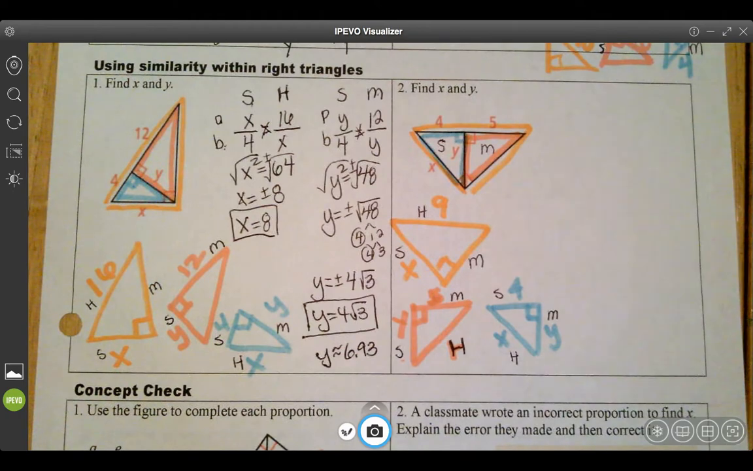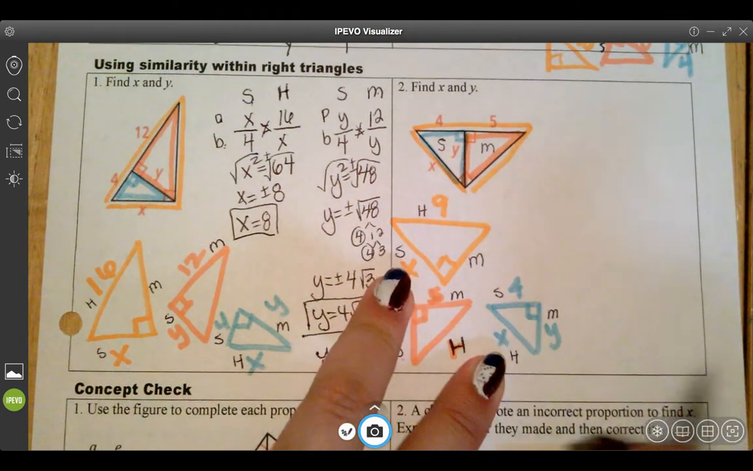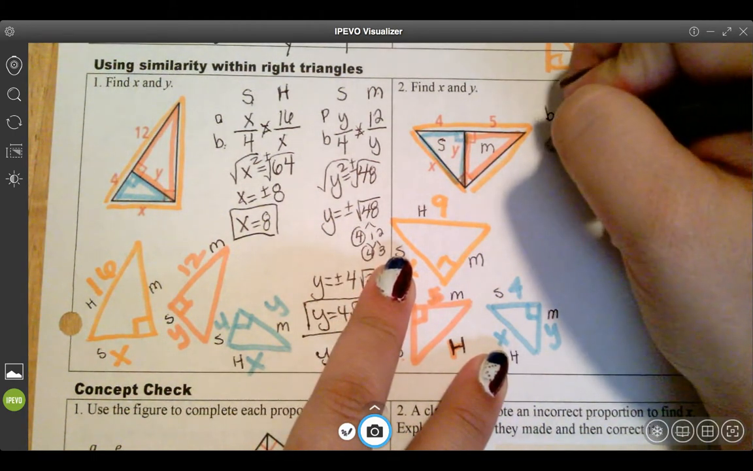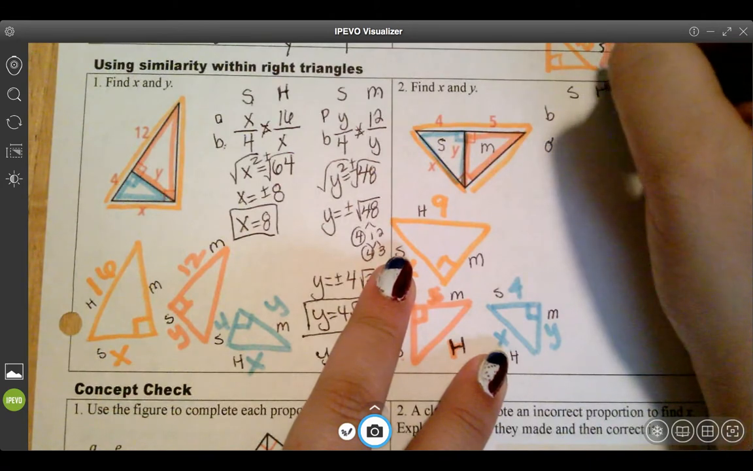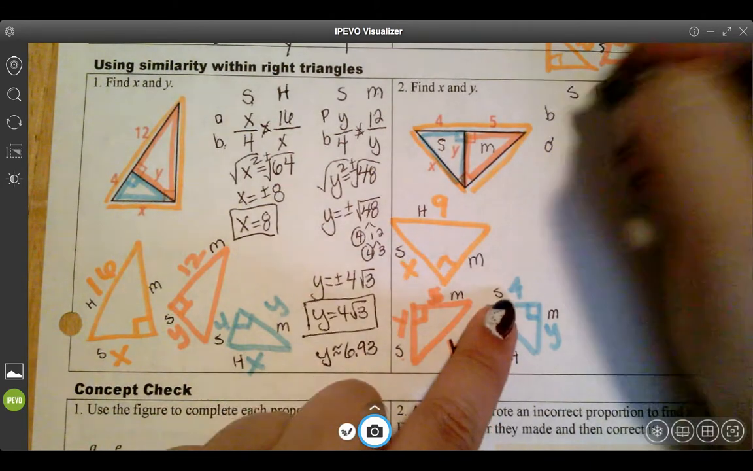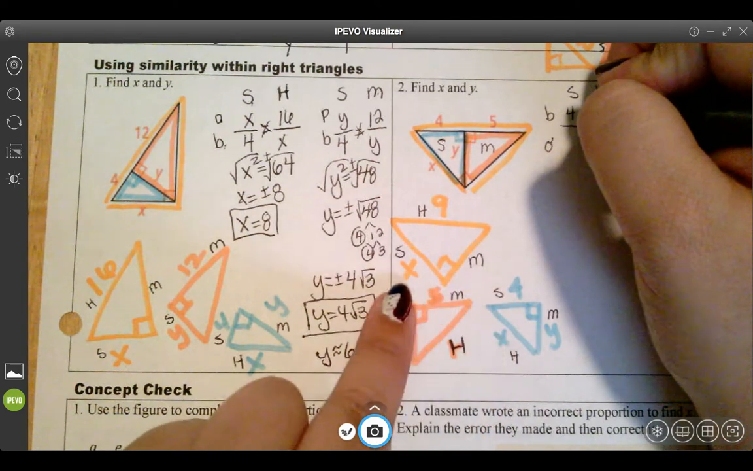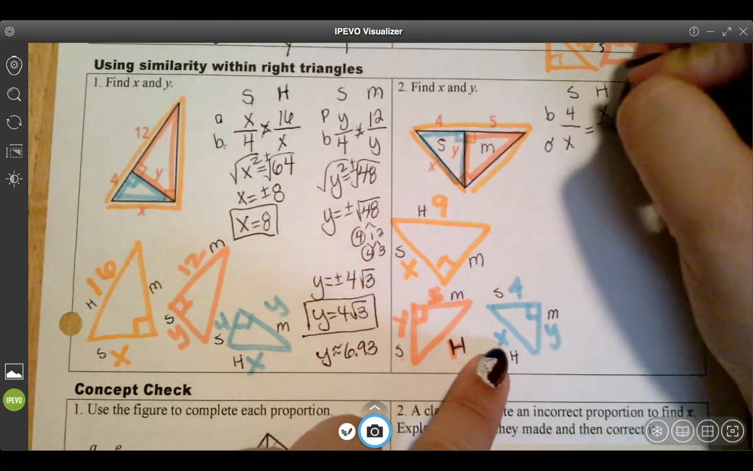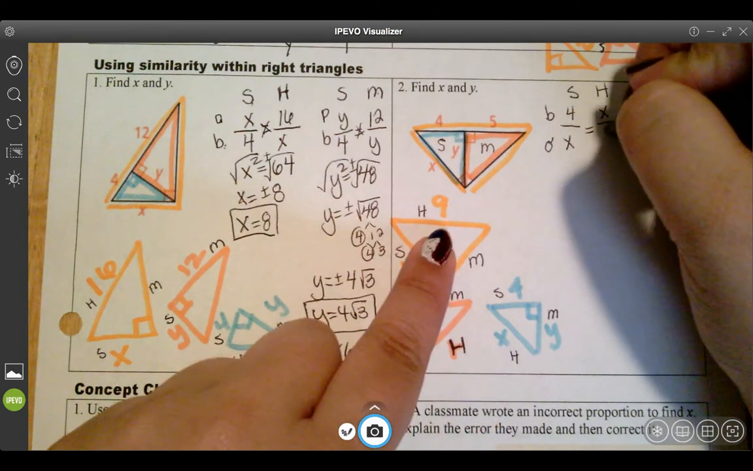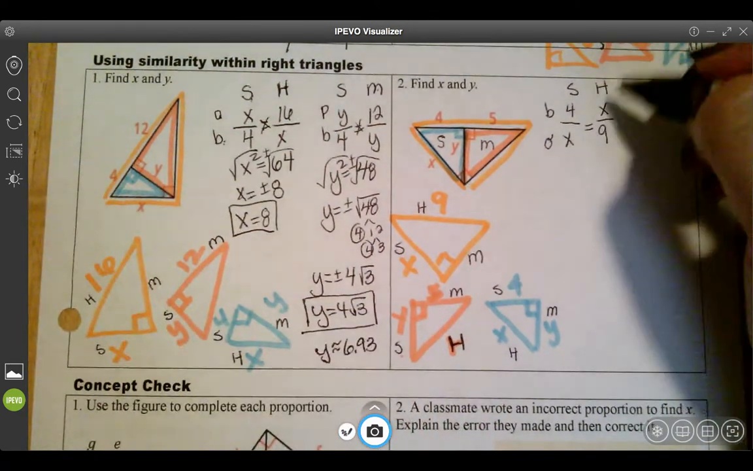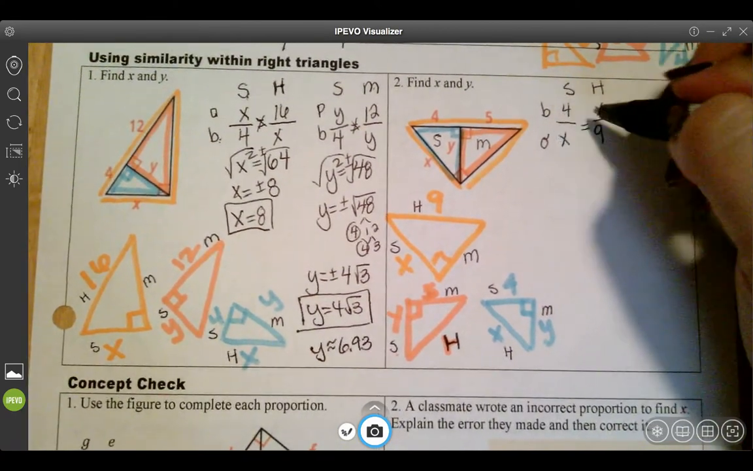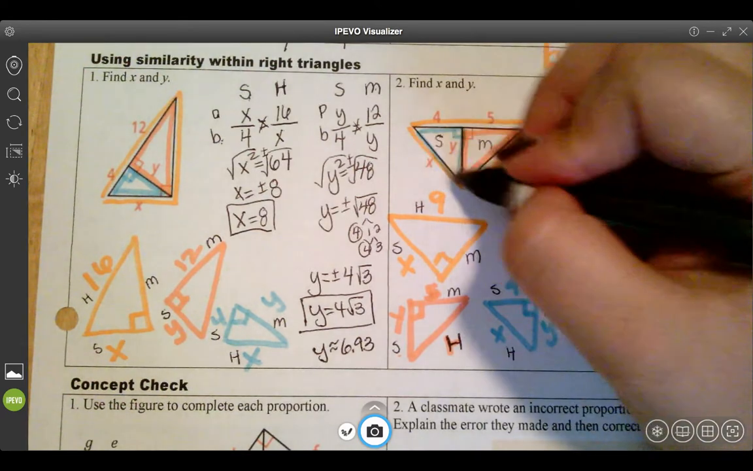Now I can set up my proportions. If we're solving for x, I find the two triangles with x, and I say that's the small side and the hypotenuse side, so we'll do blue and orange, small and hypotenuse. Blue small is 4, orange small is x, blue hypotenuse is x, orange hypotenuse is 9. What you'll start to see is that the x's are never going to be both in the numerator or both in the denominator if there's only one side with an x.